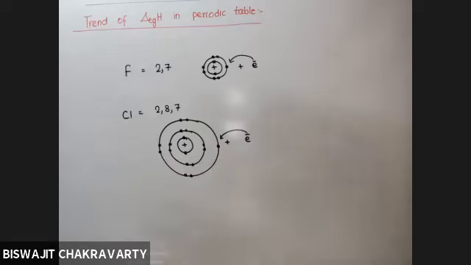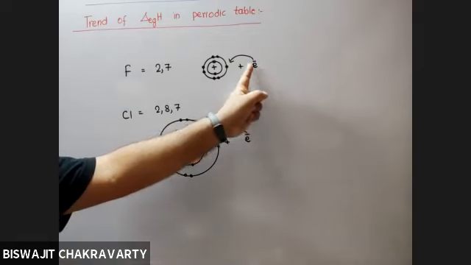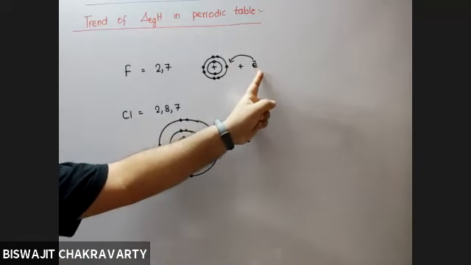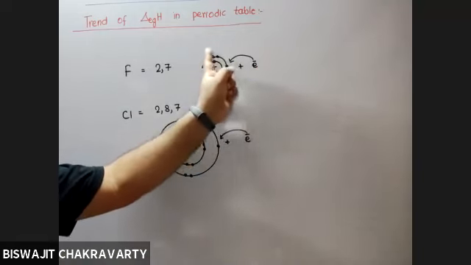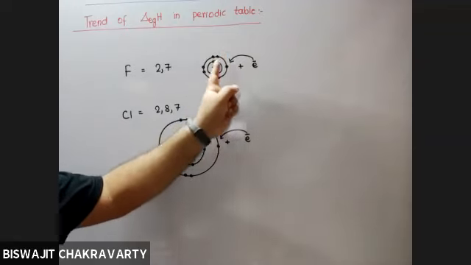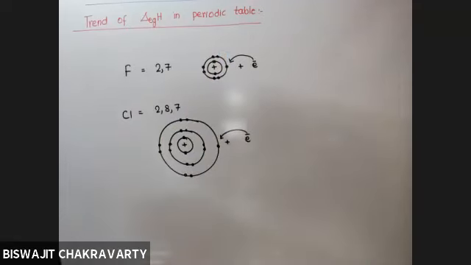So in exactly the similar way, when this electron wants to come in, it will not be so easy for this electron, as the electrons already present will repel it, isn't it? Yes or no? Yes, sir.